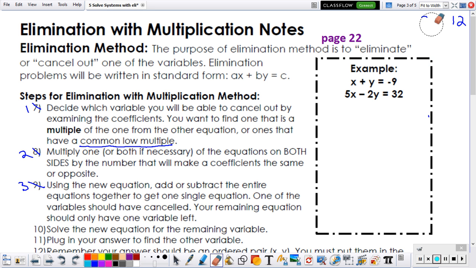Similarly, and you don't have to write that down, like if you had, I don't know, 3 and 9, it would be 9. You could come up with a bunch of them.